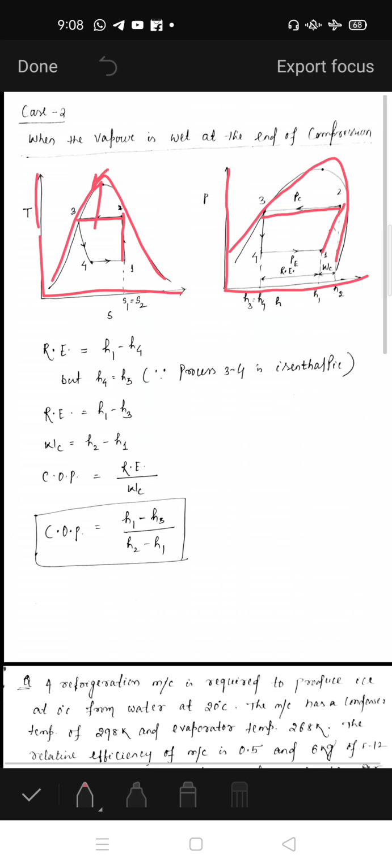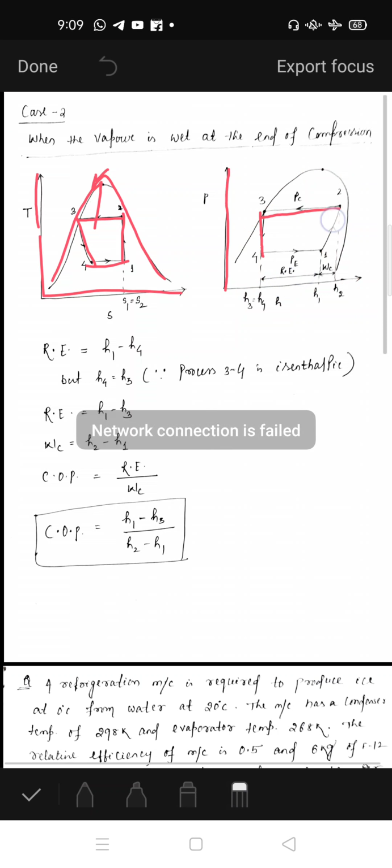Now 3 to 4 is your isenthalpic process, means there is only pressure drop at constant enthalpy. So in the TS diagram, the curve will look in this manner, and in the PH diagram it is a simple perpendicular line. As it is an isenthalpic process, only pressure drops at constant enthalpy, means point number 3 and point number 4 have equal enthalpies, that is H3 is equal to H4. Now only one process is left, that is evaporation. Evaporation takes place in process 4 to 1 in the evaporator at constant pressure. Here in the PH diagram also 4 to 1 represents your constant pressure heat absorption in the evaporator.